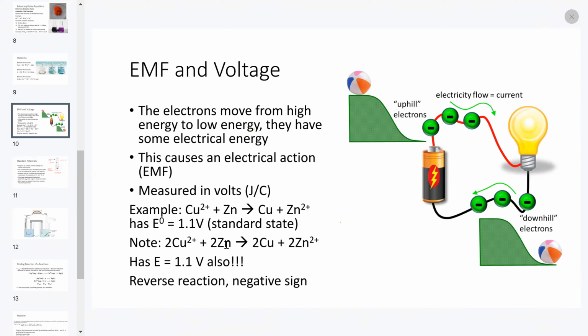But of course, the reverse reaction, this reaction has a negative sign. So if we go in this direction, that reaction will be negative 1.1 volts. And so a reaction with a positive voltage will be favorable because we have a positive EMF. If we have a negative voltage, the reaction is unfavorable. And of course, you can measure this voltage using a voltmeter.